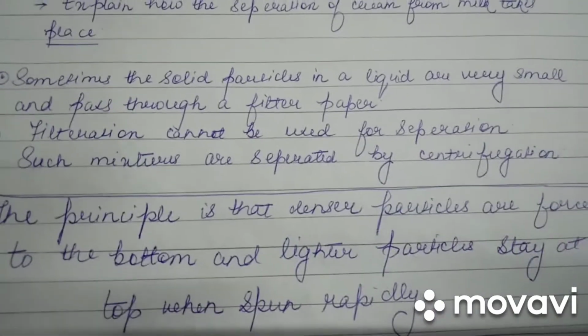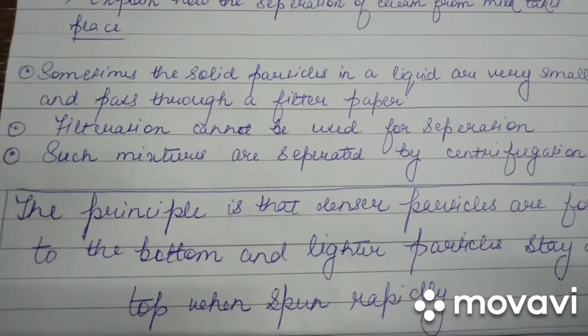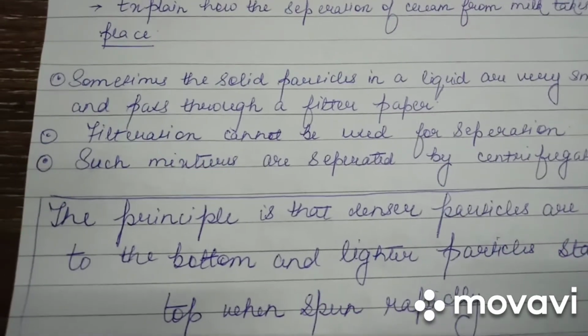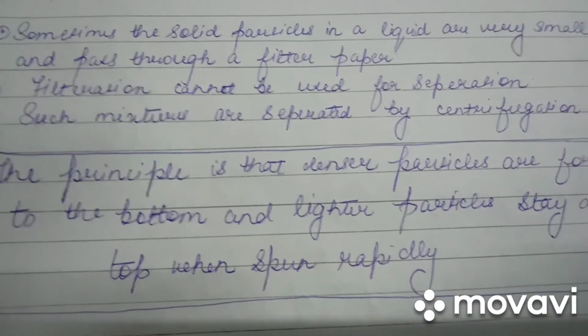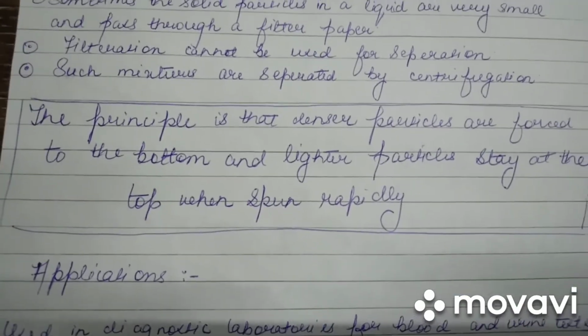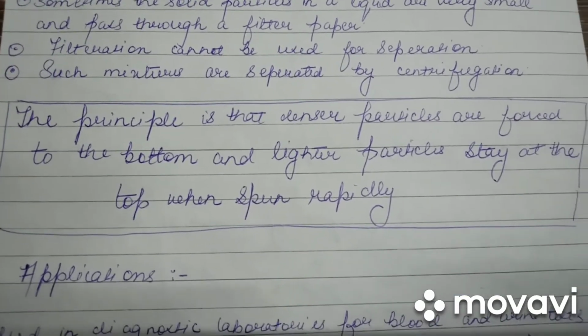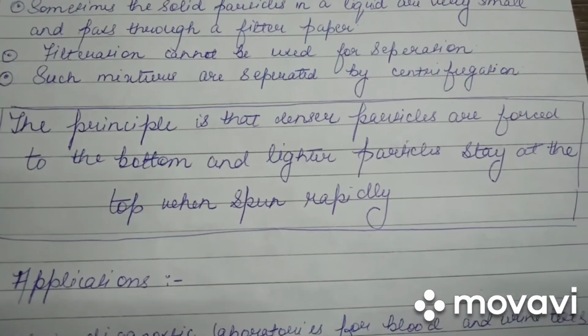Sometimes the solid particles in a liquid are very small and pass through filter paper. In such cases, filtration cannot be used as a method of separation. Such mixtures are separated by centrifugation. The principle is that denser particles are forced to the bottom and lighter particles stay at the top when spun rapidly.